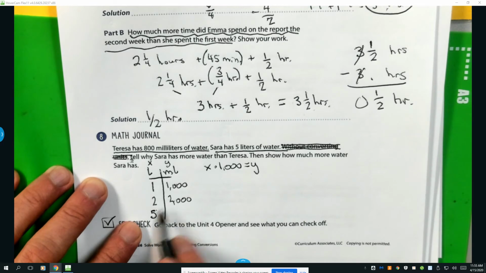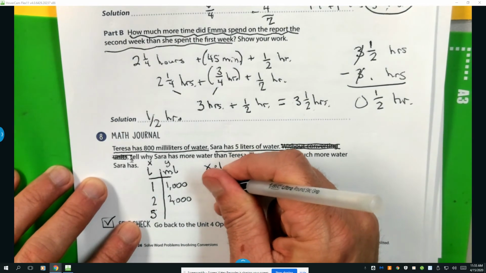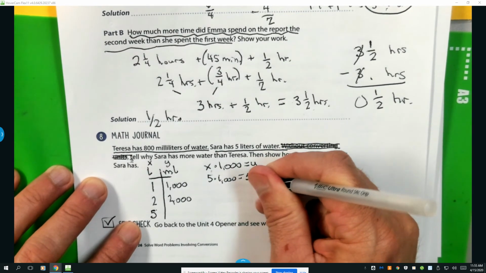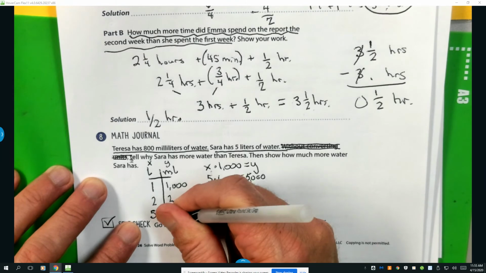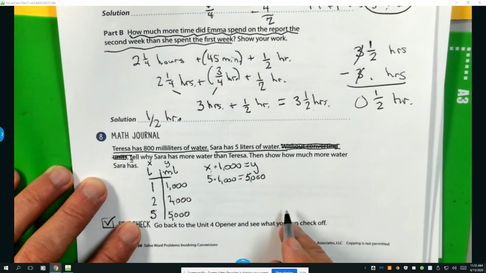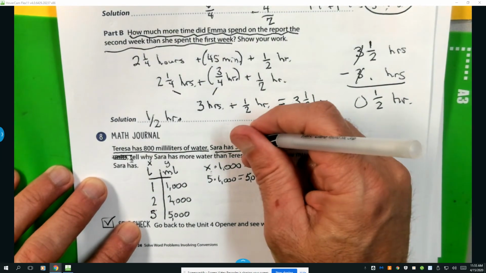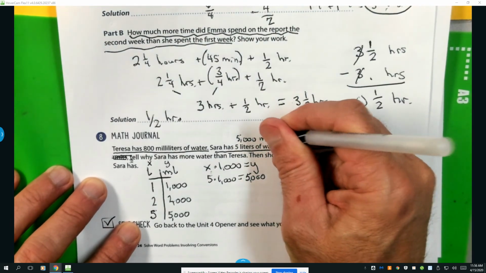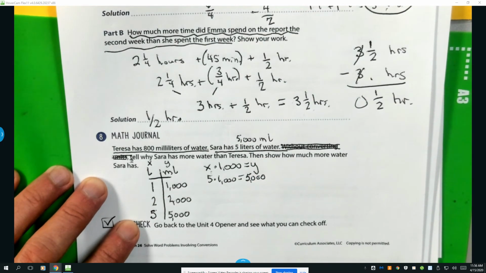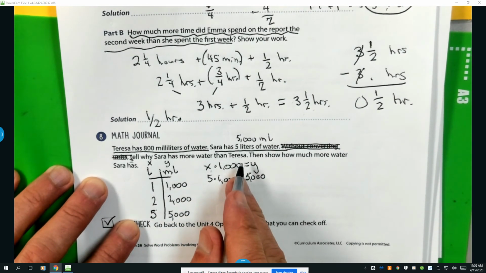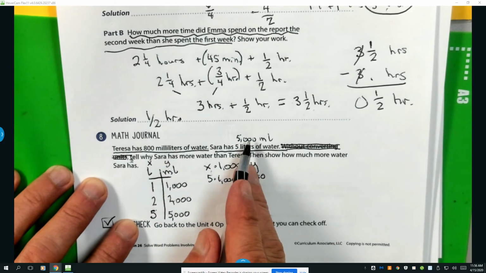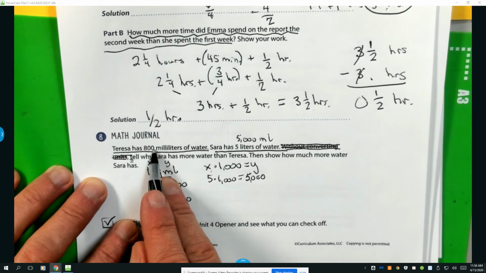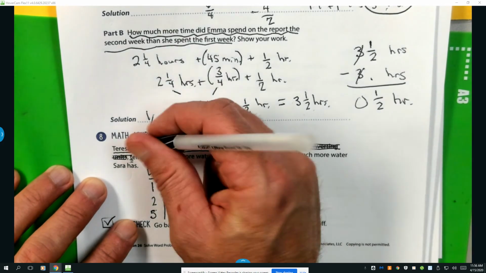So 5 times 1,000 will equal 5,000 milliliters. Okay, so that's important. Sarah has 5,000 milliliters. Now my problem is pretty much almost done. Tell why she has more than Teresa. Okay, and I can pick milliliters or liters. I'm going to stick with milliliters here because then I don't have to divide this and show that this is 8/10 of a liter, even though that's what it would be.